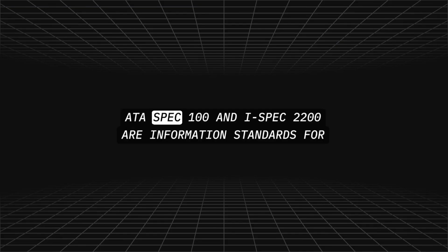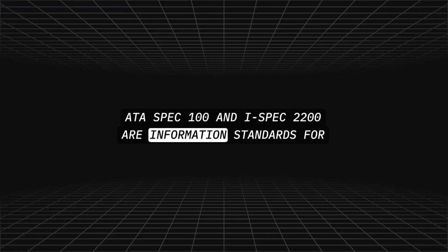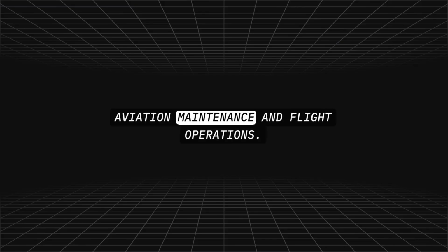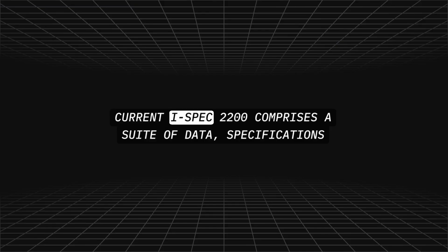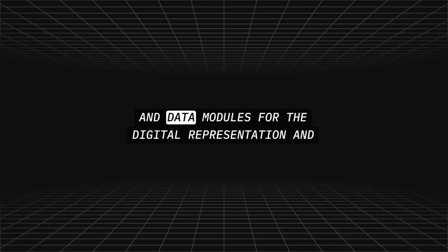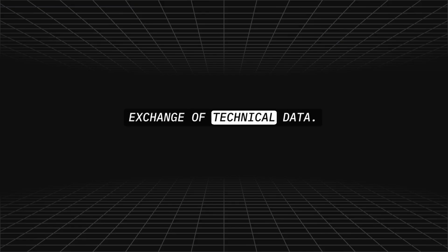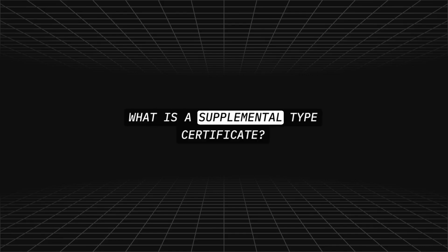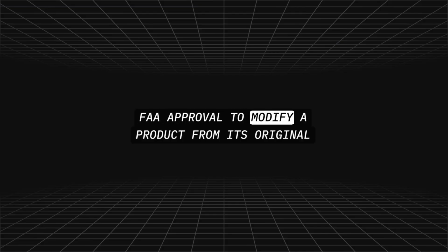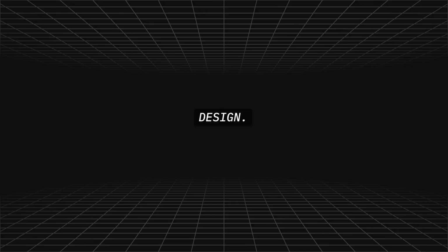ATA Spec 100 and iSpec 2200 are information standards for aviation maintenance and flight operations. Current iSpec 2200 comprises a suite of data, specifications, and data modules for the digital representation and exchange of technical data. What is a supplemental type certificate? FAA approval to modify a product from its original design.